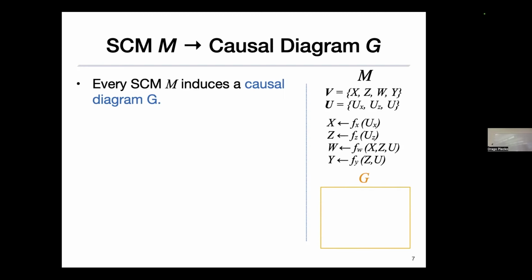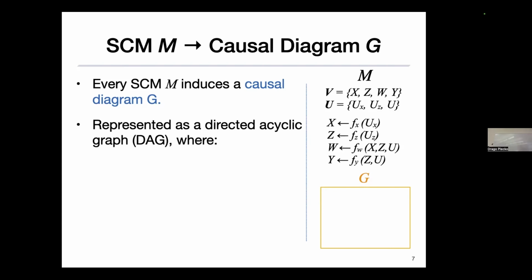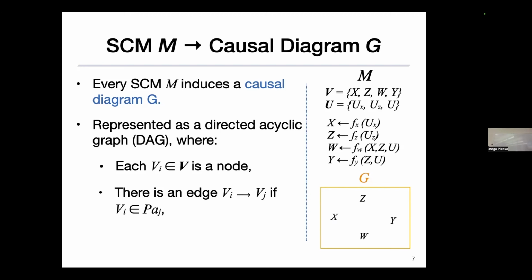But at the same time, we still want to perform some kind of causal reasoning. What we're going to do is use some assumptions that are encoded in a weaker form, and derive a so-called causal diagram from the structural causal model. What is a causal diagram? Appearing here as G at the bottom, a causal diagram is a directed acyclic graph, a DAG, which has a node Vi for each observed variable. Every variable that is observed in the data becomes a node in the graph. Going back to our example, we have X, Z, W, Y, and we just put them down as nodes. Then we say there's an edge from Vi to Vj.